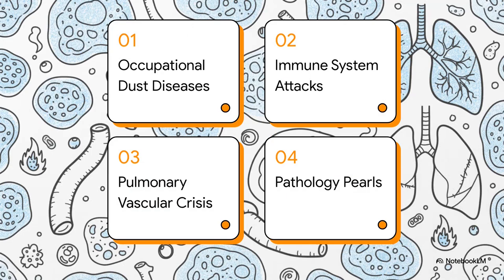Here is our plan for today. We'll begin with occupational dust diseases. Then we'll see what happens when the body's own immune system starts attacking the lungs. After that, we'll talk about some vascular emergencies. And finally, we will finish with some high-yield pathology pearls that will be very useful for your practice.